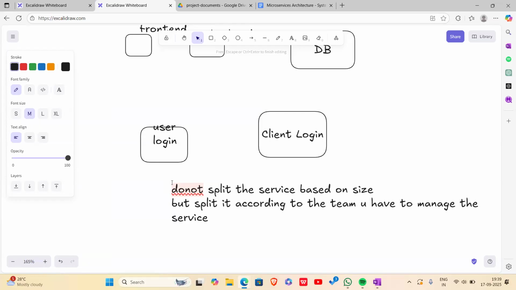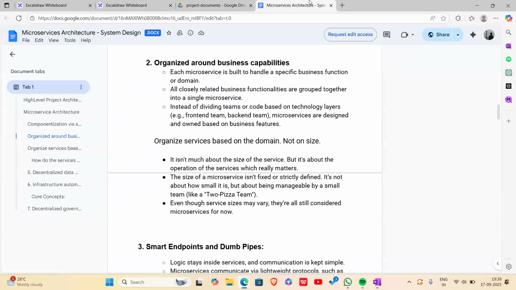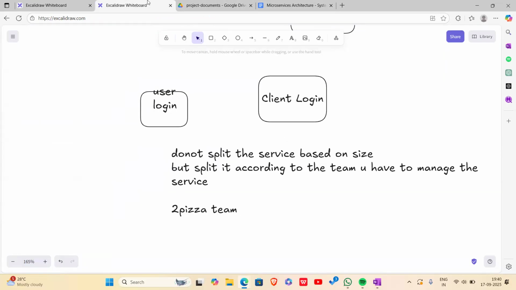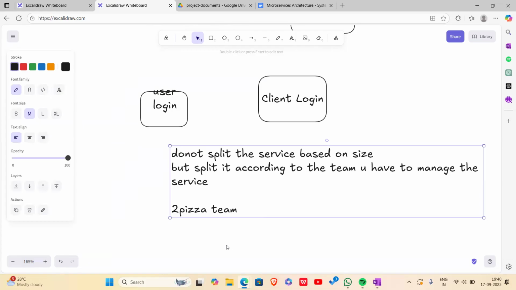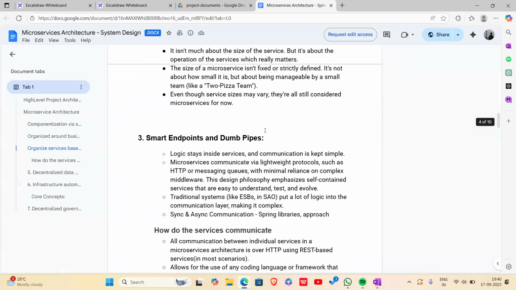And to know how much the team can manage, they have come up with an ideology known as the two pizza team. A two pizza team is nothing but a team where if they can eat two pizzas, they can feel full. It's just an easy way to understand. So that's what they came up with.